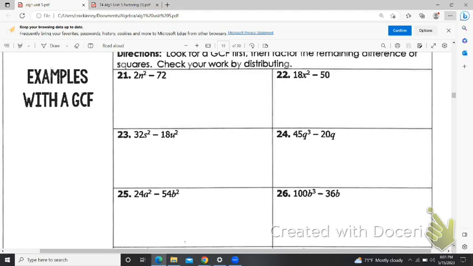So down here where it says examples with a GCF, let me do a couple here. If you try to go straight to the 2 sets of parentheses, it's not going to work. You're not going to be able to make them look exactly the same except the sign, because 2 and 72, neither one are perfect squares. So GCF first, they have a 2 in common, leaving us with n squared minus 36. That 2 is going to be part of your final answer. I usually just drop it down right away so I don't forget about it.